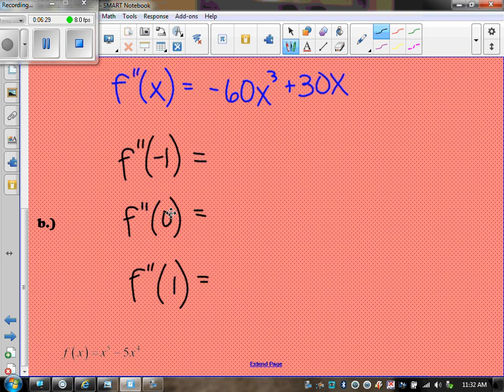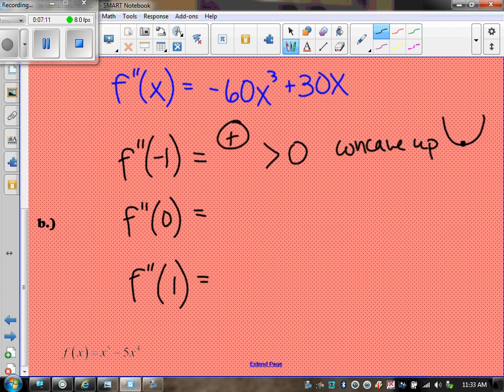Because I want to see what's happening at -1. Is my graph concave up or concave down? In order to be able to figure that out, I've got to test it in my second derivative. So when I test -1 in my second derivative here, -1 cubed is negative, times a negative is a positive 60, right? If I plug in a negative here, I get -30, but that's still going to give me positive. So when x is -1, my second derivative is greater than 0, that means positive. If my second derivative is positive there, then what's going on on my original graph right there? Aren't I concave up? So my graph ends up looking like that.